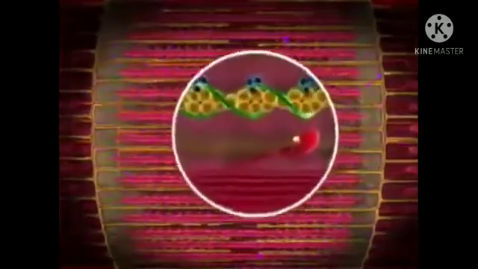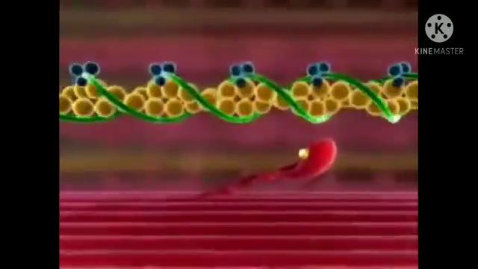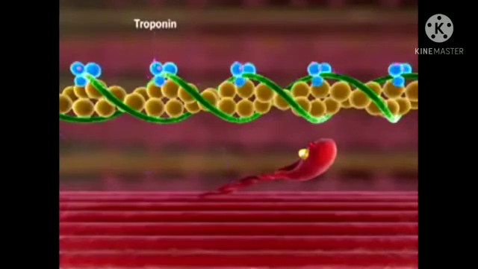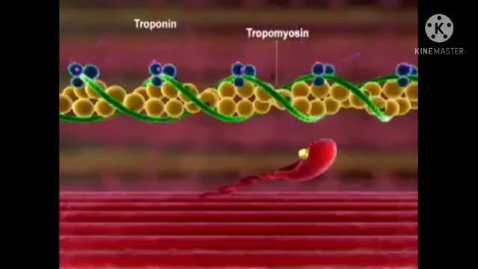The formation of the cross-bridge is initiated when calcium ion is released from the sarcoplasmic reticulum to bind the troponin, and this causes troponin to change its shape. Tropomyosin moves away from the binding site, allowing the myosin head to bind with the actin.